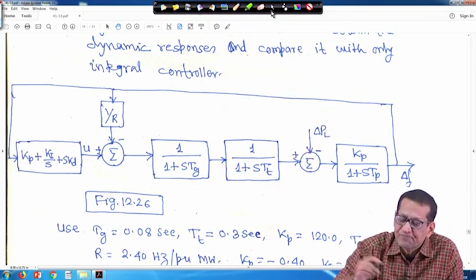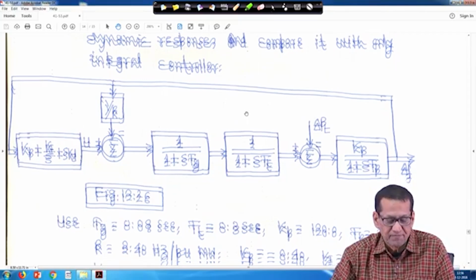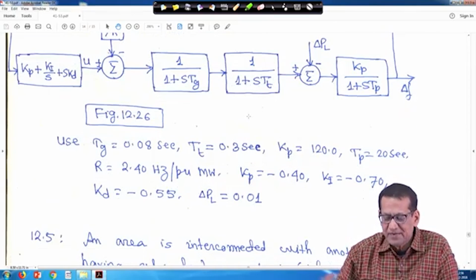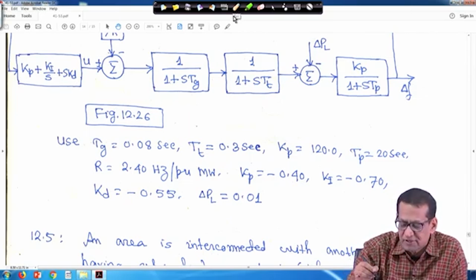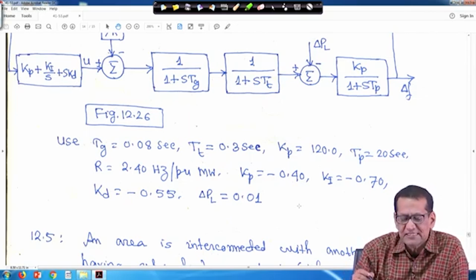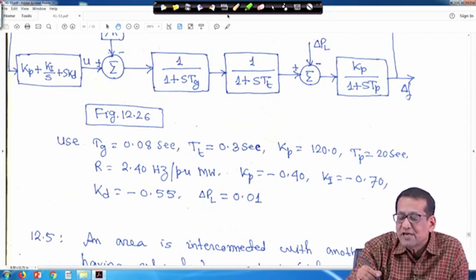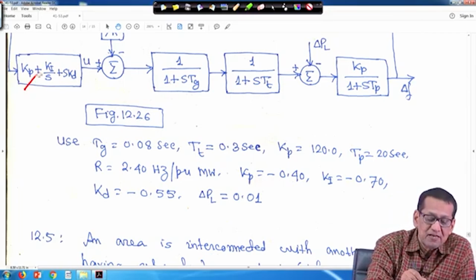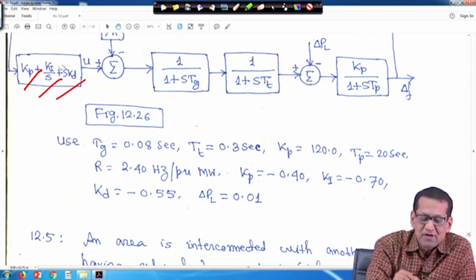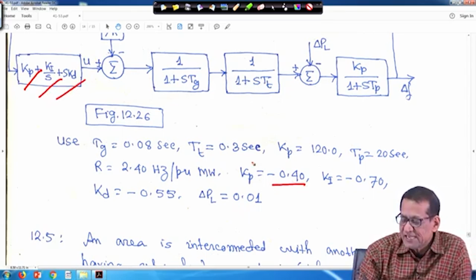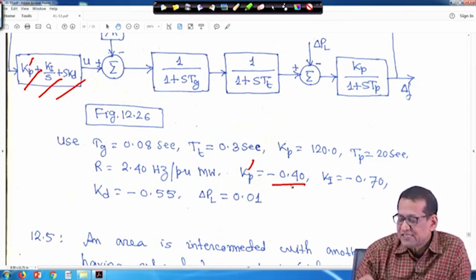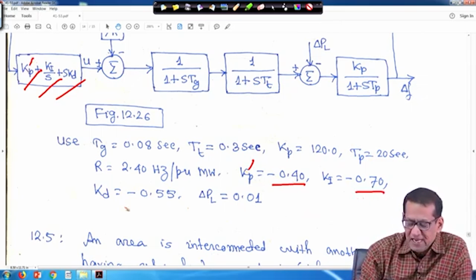Just hold on. So, whatever parameters till now we have used, earlier also I told you these parameters are given. What I suggest for this kind of thing is you can put it in Simulink and see the values. As we have taken all of these as positive, that is why Kp dash is minus 0.4, Ki minus 0.7 and Kd minus 0.5.